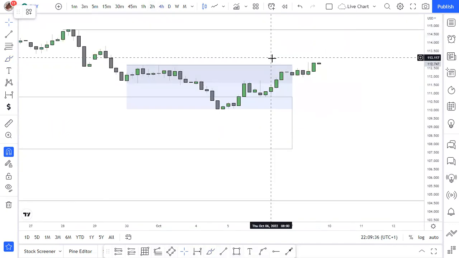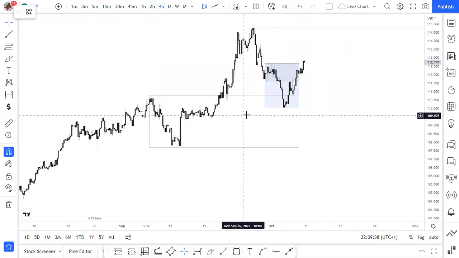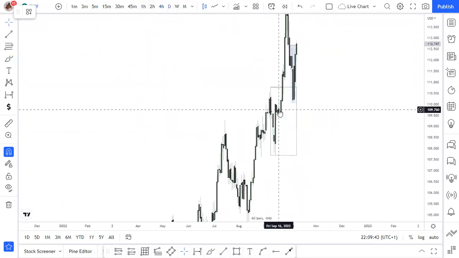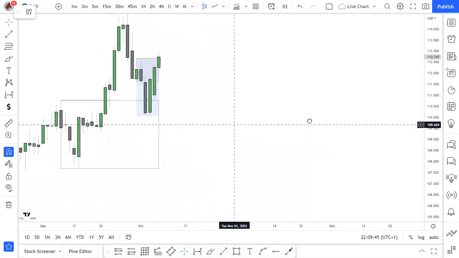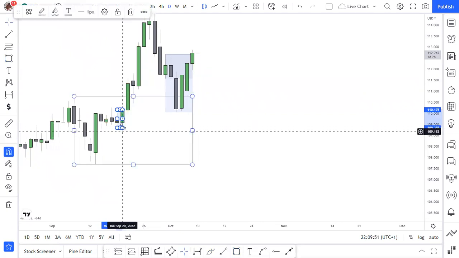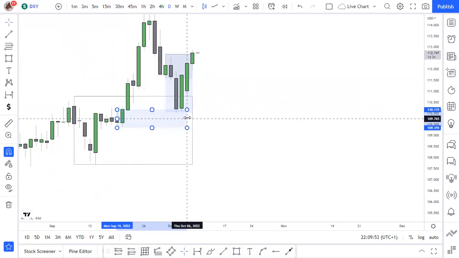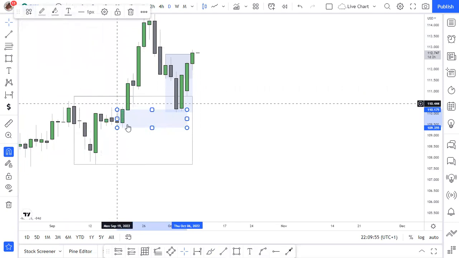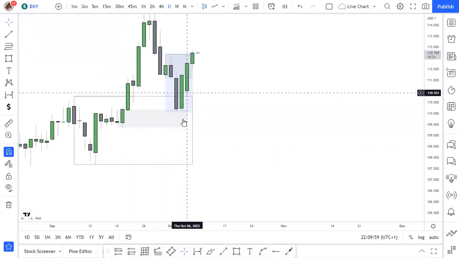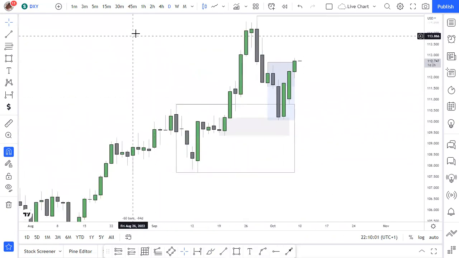So 4 hour. So here on the 4 hourly time frame, price actually tapped into this zone here. So I just want to mark it out. We have this engulf candle here. So price pulled back and we get this daily shift in order flow.